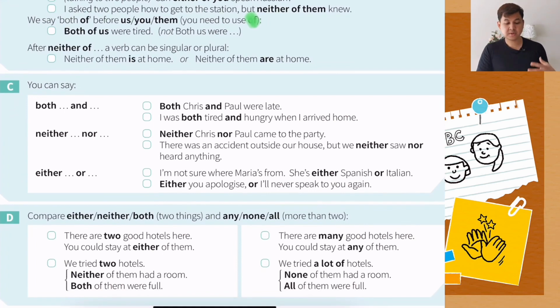And then after neither of, a verb can be singular or plural. For example, neither of them is at home. Or you can say, neither of them are at home. Is is singular, are is plural.